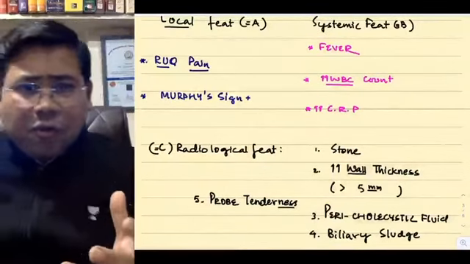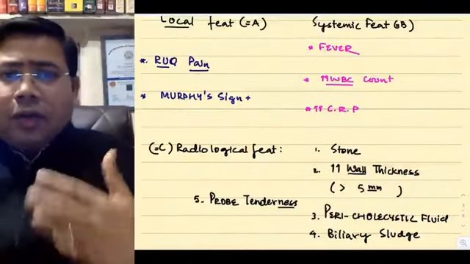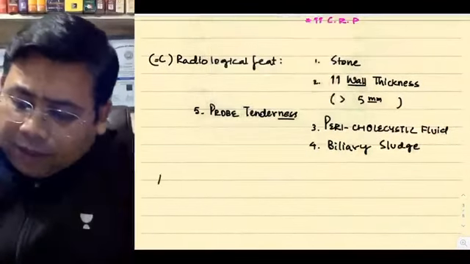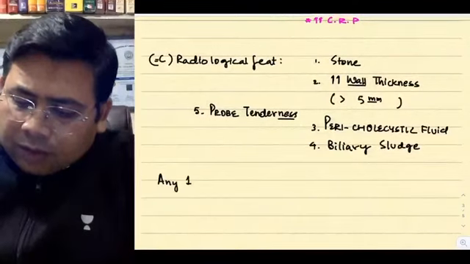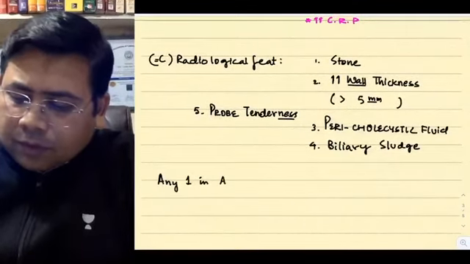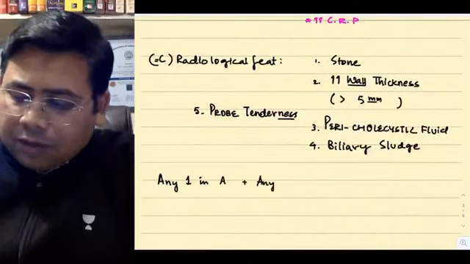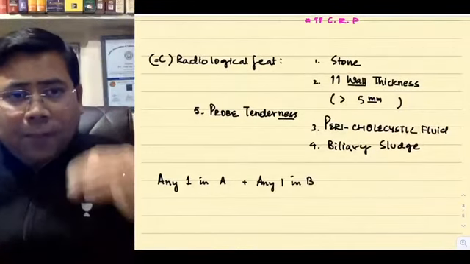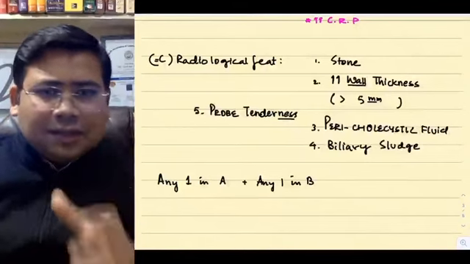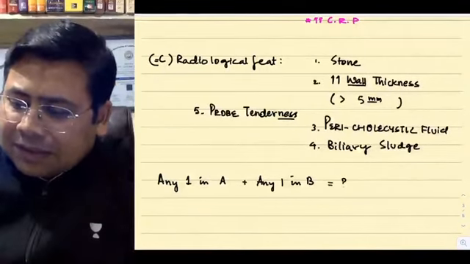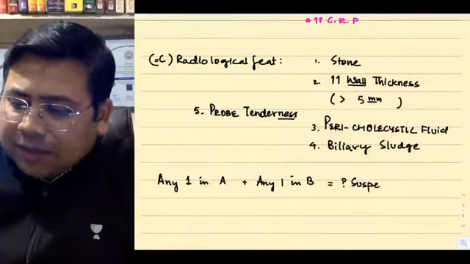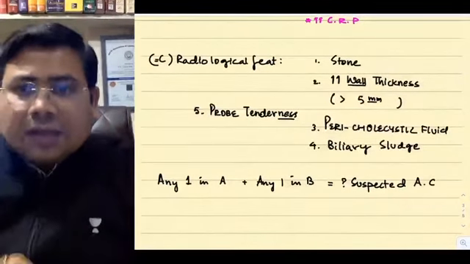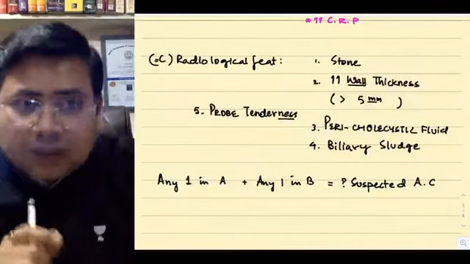Now let us see how we interpret them. Anyone in A plus anyone in B. If you have any one local feature and complementing it, any one systemic feature, this is considered suspected acute cholecystitis.